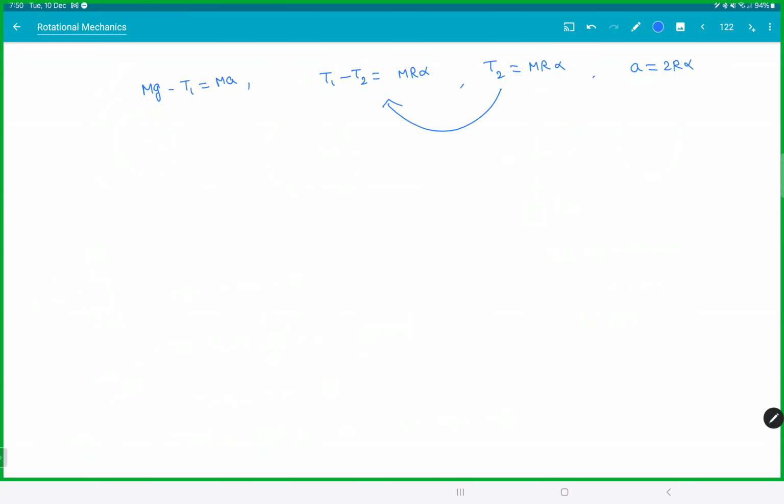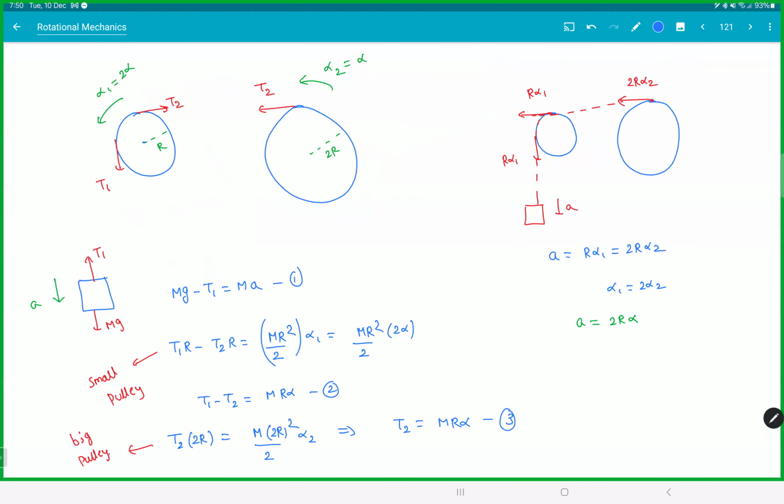Substitute here. Dump T2 here. Then we will get T1 will be 2 mr alpha. Dump this thing here. So T1 will be ma. Dump this thing here. We will get mg minus ma is ma. A is equal to g by 2. Clear? Have a look at this. Once you got the equations, it's just a matter of solving.